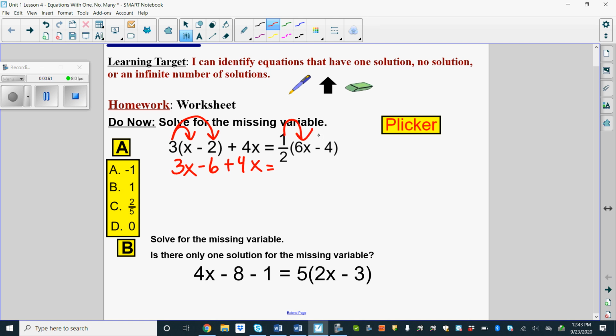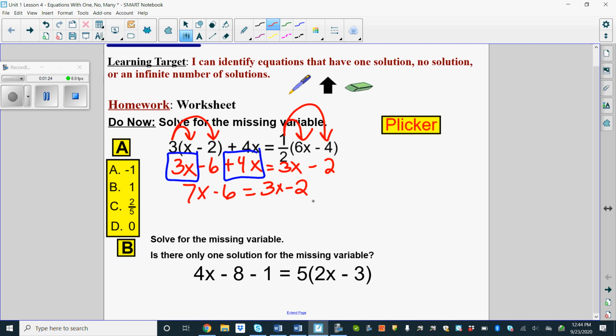So the 1/2 times 6x, remember anything times a half is just halving a number. So a half times 6 is going to be 3x. And then a half times a negative 4 is a negative 2. Now on the left side, we have 3 terms. If we have 3 terms, 2 things need to be combined. In this case, we have a positive 3x and a positive 4x that need to be combined. So when we add 3 plus 4, we have 7x.